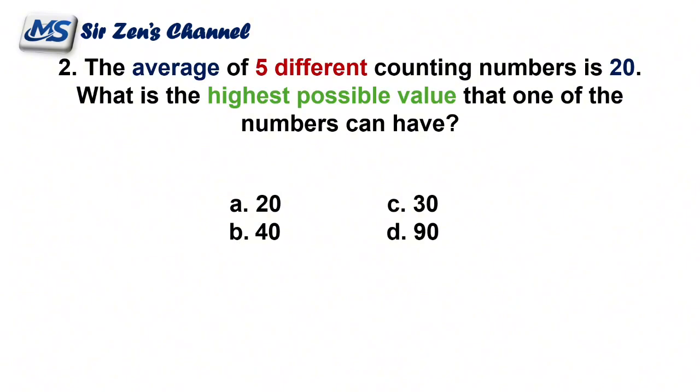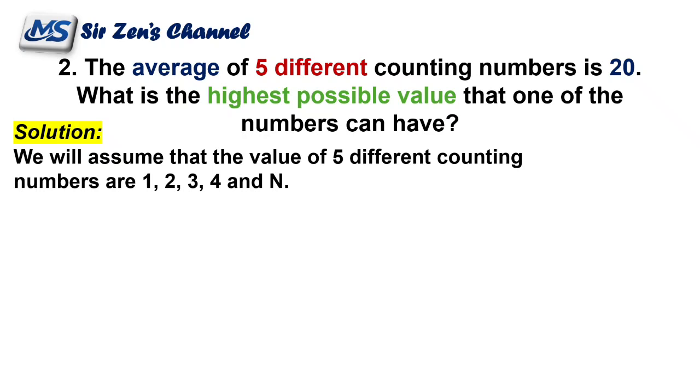In this case, we are given the average, which is 20, and we know that there are 5 different counting numbers. The goal is to find the highest possible value that one of the 5 different counting numbers can have. So we will assume the values of the 5 different counting numbers as 1, 2, 3, 4, and n. We put n here because we don't know the highest possible value of one of the 5 different numbers.